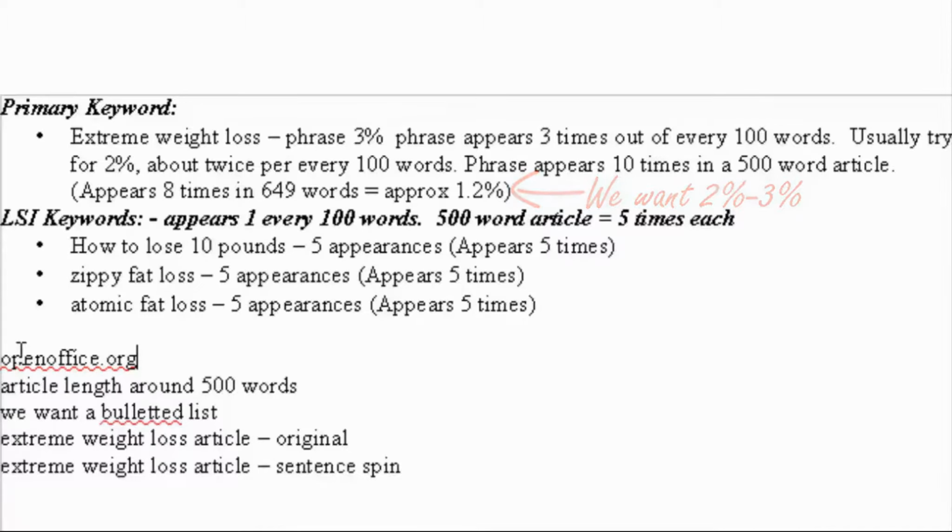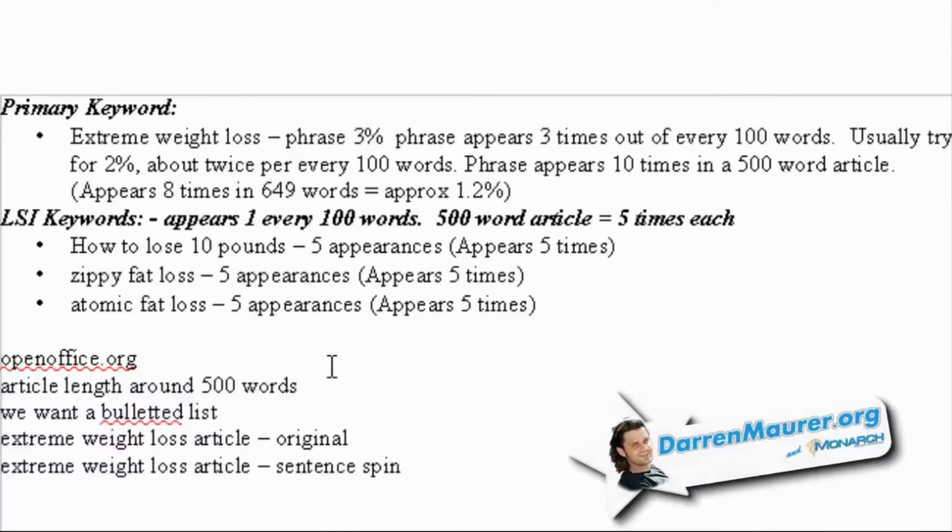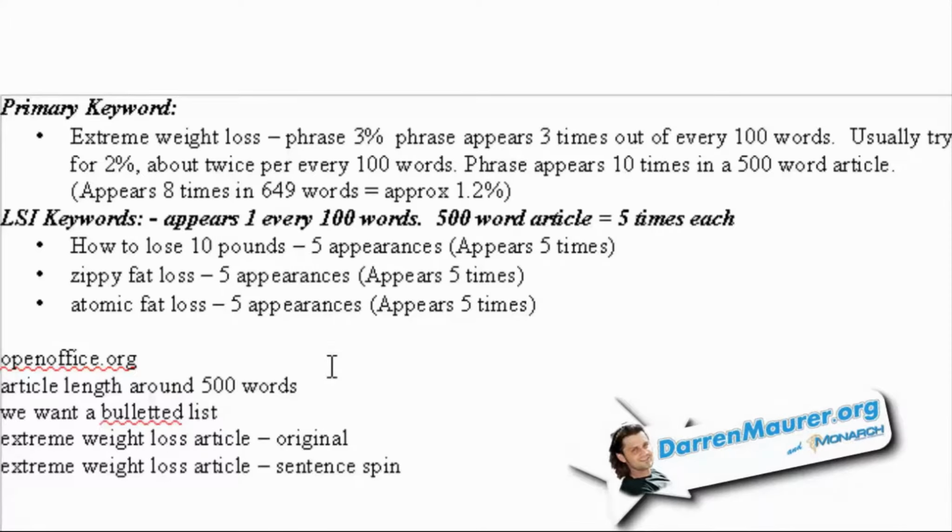Remember, again, we're using OpenOffice.org. Our article length is around 500 words, no less. It cannot be less. It can be more. It just adds a little bit of work for you when you're in the SuperSpin process. And we have our bulleted list, and we have the 2 versions of the article saved in our working folder, as you saw when we were opening.